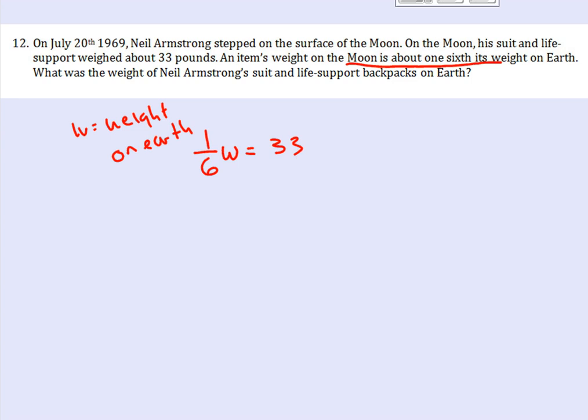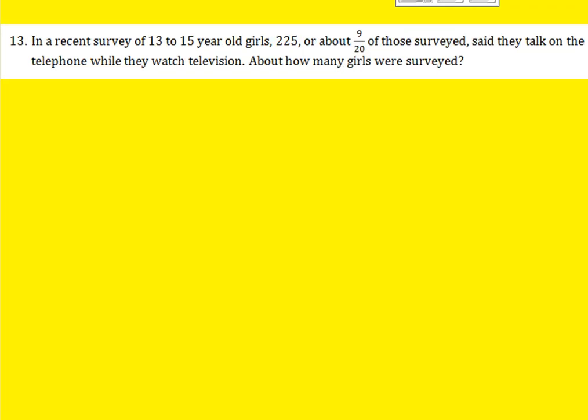Okay, so to solve this, I want to multiply both sides by 6. So W equals 33 times 6. 33 times 6 is 198 pounds. So on the moon, it weighed 33 pounds. Back here on Earth, it weighed almost 200 pounds.